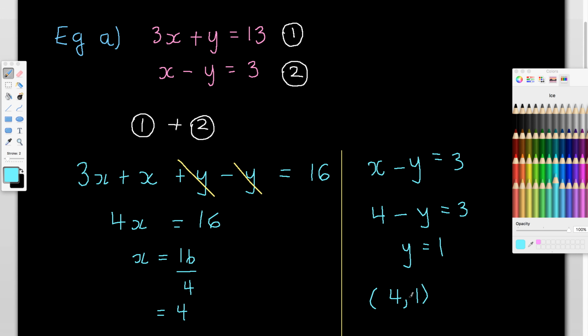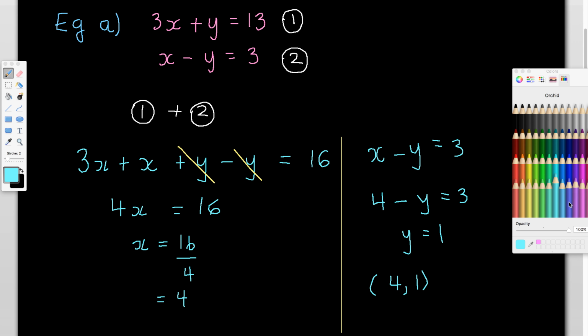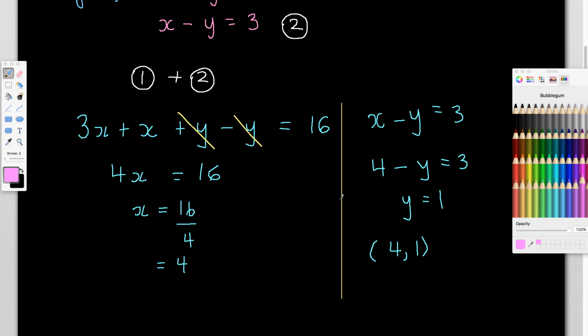Now what we can do, of course, is check whether that satisfies both of these equations. So I'll just substitute both into the rule. 3x plus y equals 13. So 3 by 4 plus 1. So 3x plus the y equals 13. 12 and 1 is 13, so yes, that works. The other one, of course, is x minus y.